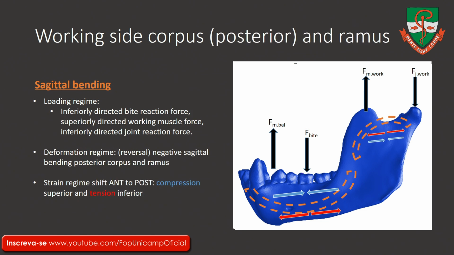So given that, we expect to see a shift from positive sagittal bending anteriorly along the corpus to negative sagittal bending posteriorly along the ramus. This should occur due to the superiorly directed muscle forces acting between the bite point and the condyle. That positive to negative reversal should lead to a reversal of the relative position of tensile to compressive strains in the ramus and the corpus.